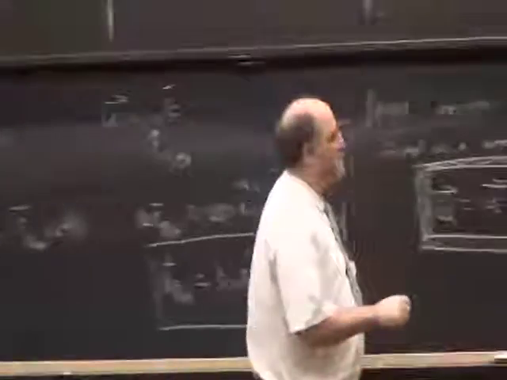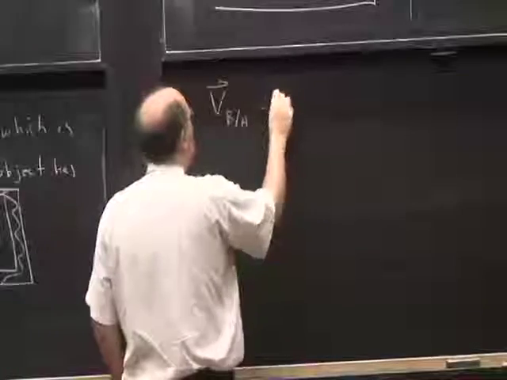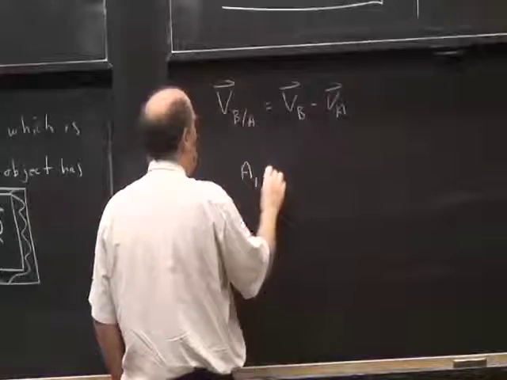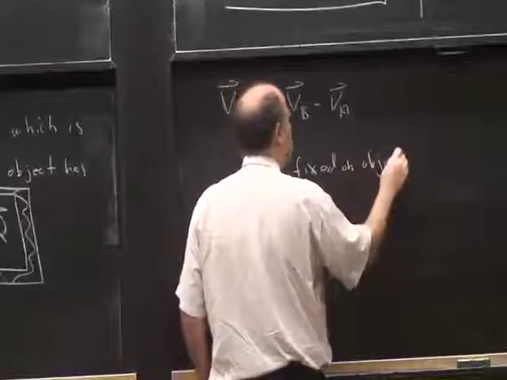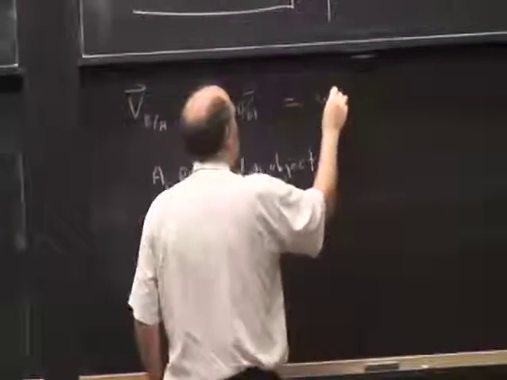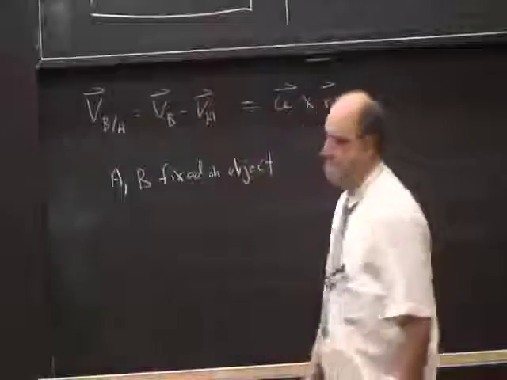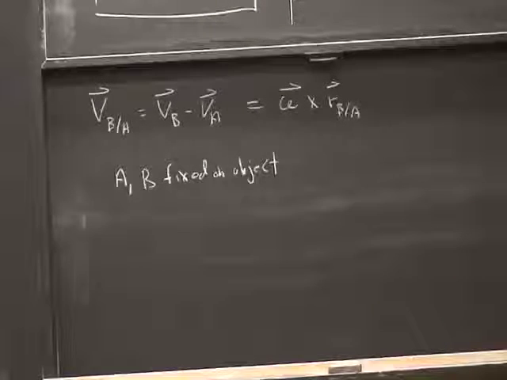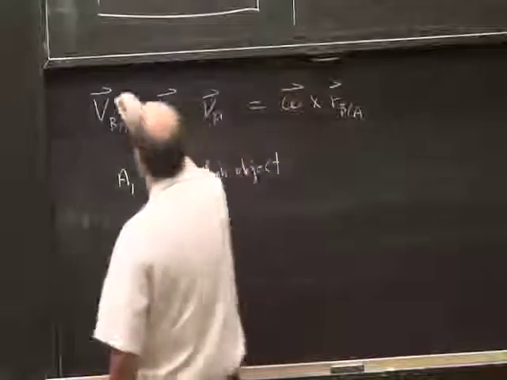OK. So what does that tell us? It tells us that the velocity of B with respect to A, which is equal to VB minus VA, and this is going to be for A and B fixed on an object, is equal to omega cross the position of B with respect to A. This is a key formula.